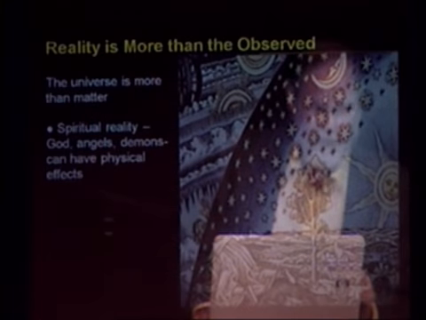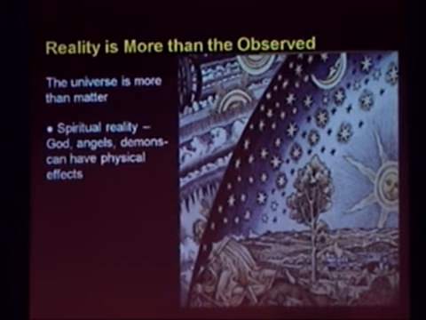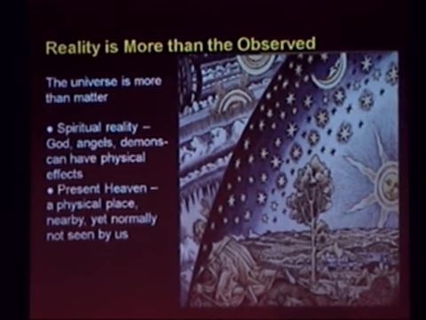Moreover, reality is more than what we observe. The universe is more than matter. What about spiritual reality? Where do we place heaven? God, angels, demons. These are spiritual beings, but they can have physical effects. And heaven is a physical place, right? Jesus Christ has a physical body. So it must exist somewhere in physical reality, but we can't see it. It's in heaven. It's nearby. Sometimes you can see it if the heaven is opened, such as Stephen and others.